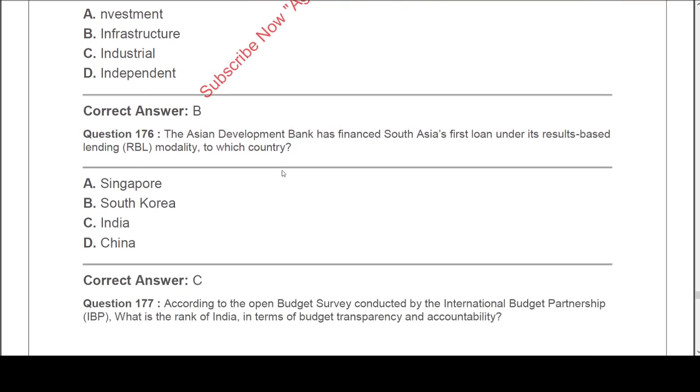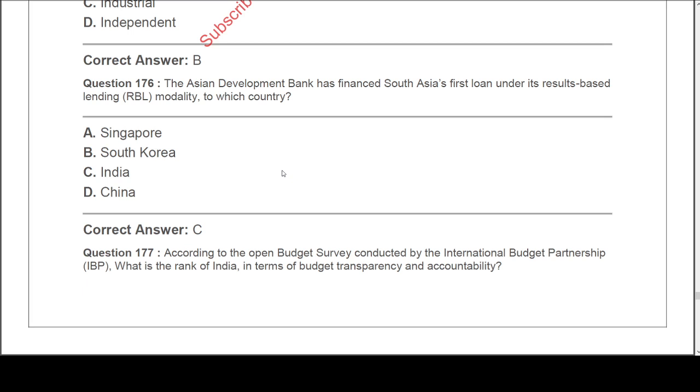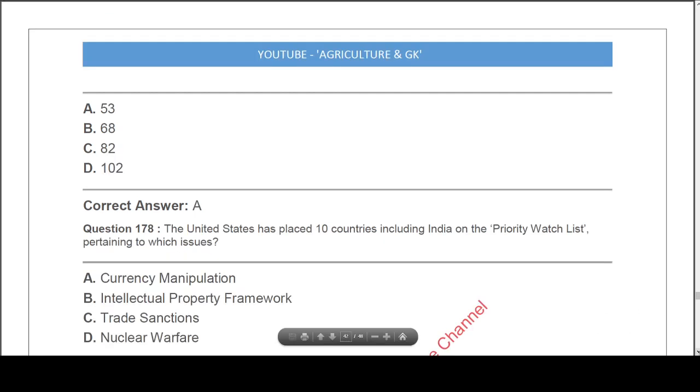The Asian Development Bank has financed South Asia's first loan under its results-based lending modality. To which country? It is option C. It is India. According to the Open Budget Survey conducted by International Budget Partnership, what is the rank of India in terms of budget transparency and accountability? It is option A, 53. 53rd rank में हैं हम.